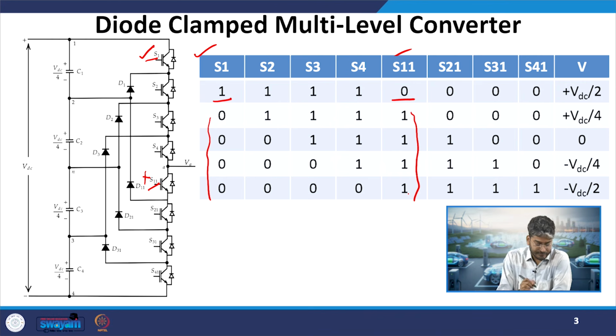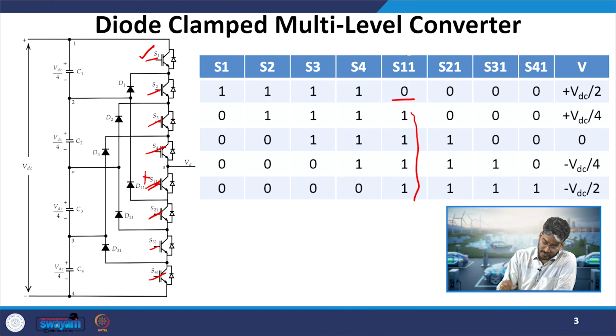From this discussion we can see that S1 and S1' are complementary, S2 and S2' are complementary, S3 and S3', and so also S4 and S4'. So, we have 4 sets of complementary pairs. Now, let us see how they will be switched.